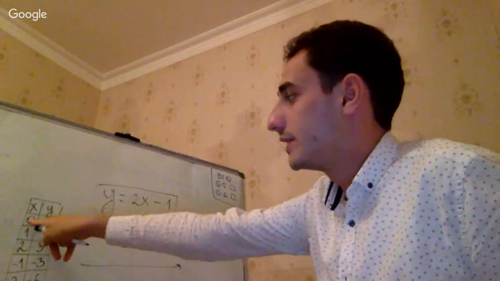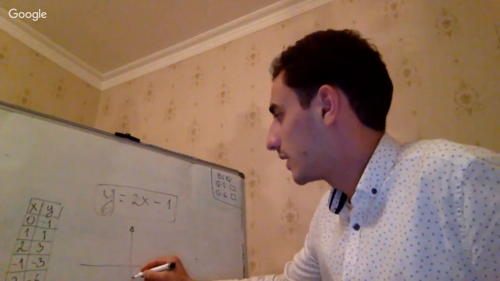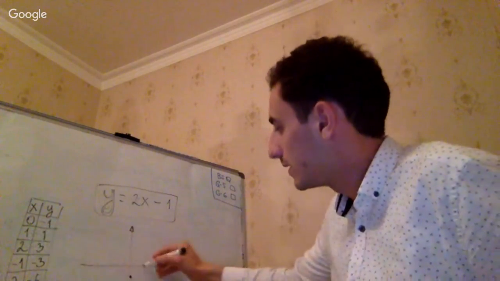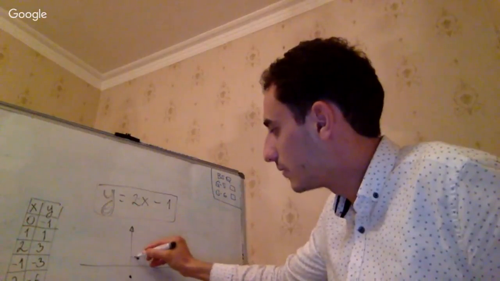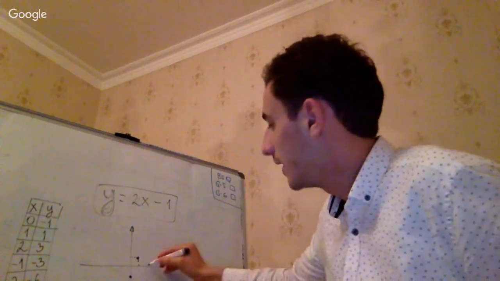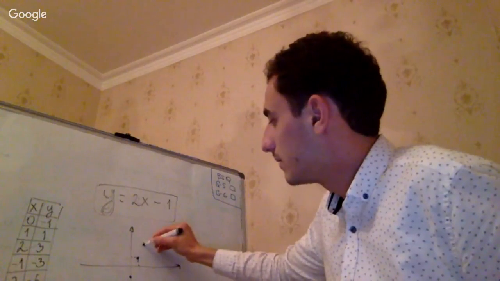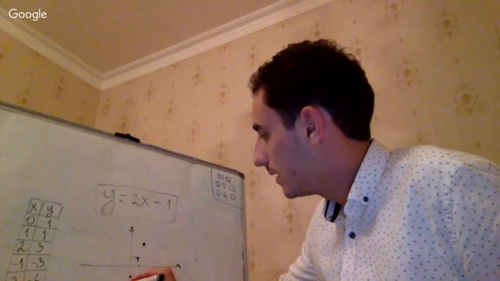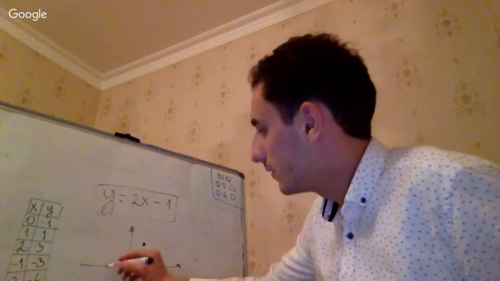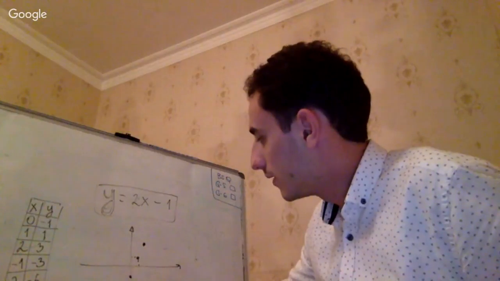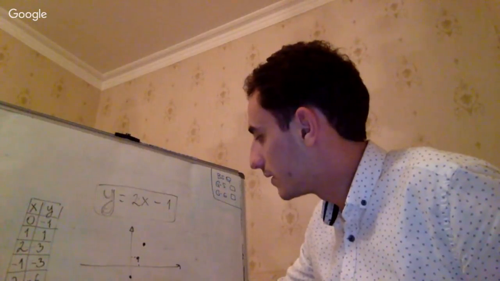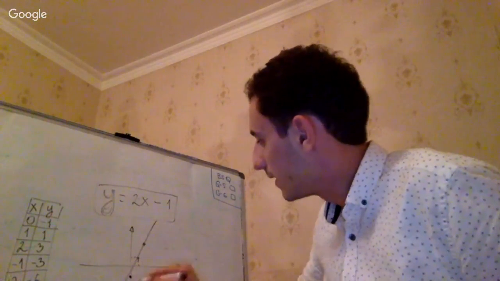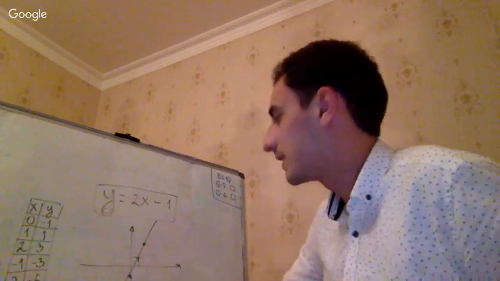So my points: 0, negative 1. X is 0, y is negative 1, it will be here. 1, 1 probably will be somewhere here. 1, 1, 2, 3 probably will be here. Negative 1, negative 3 will be here. Negative 2, negative 5 will be somewhere here, I think. And then my line is going to be like this.